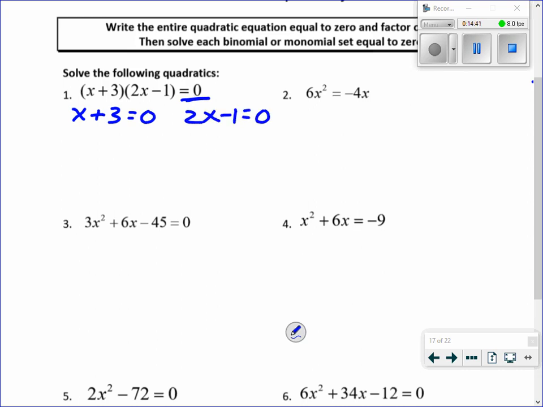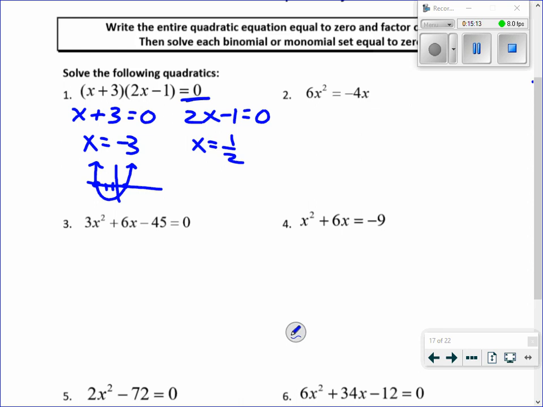So we know x should equal what? -3. -3, and then we also know x should equal 1/2. So think about what are those? Those are your solutions, your x-intercepts. So if you don't really know, at -3 you have one, and then at 1/2 you have another. This is kind of what your graph is looking like, something like that.